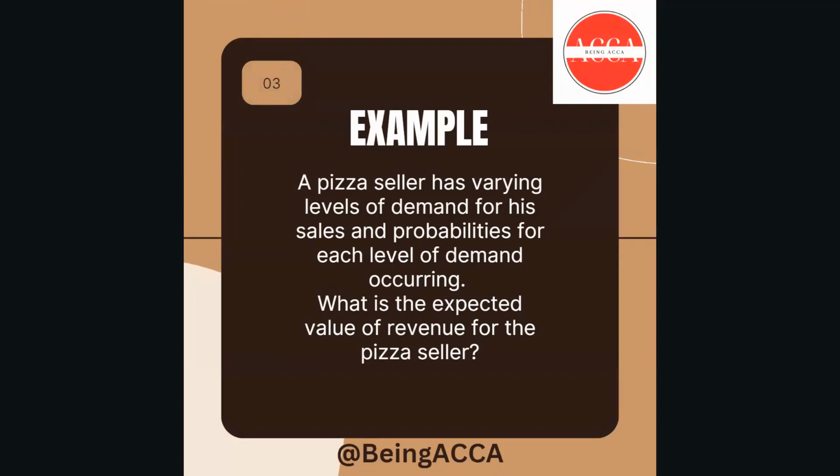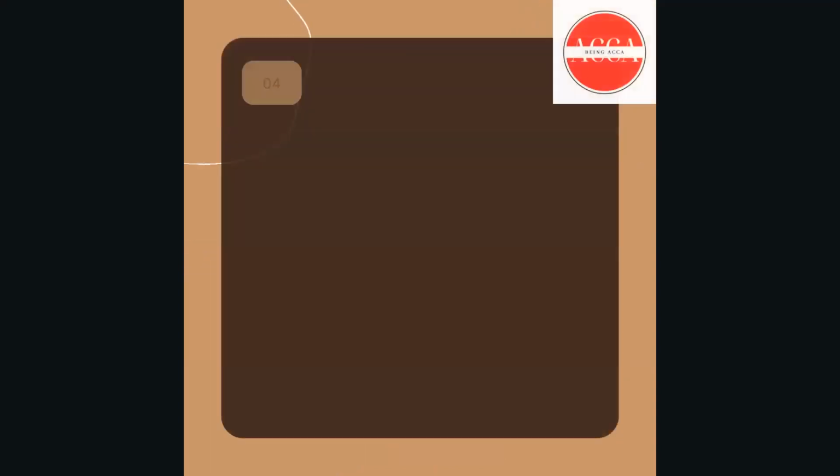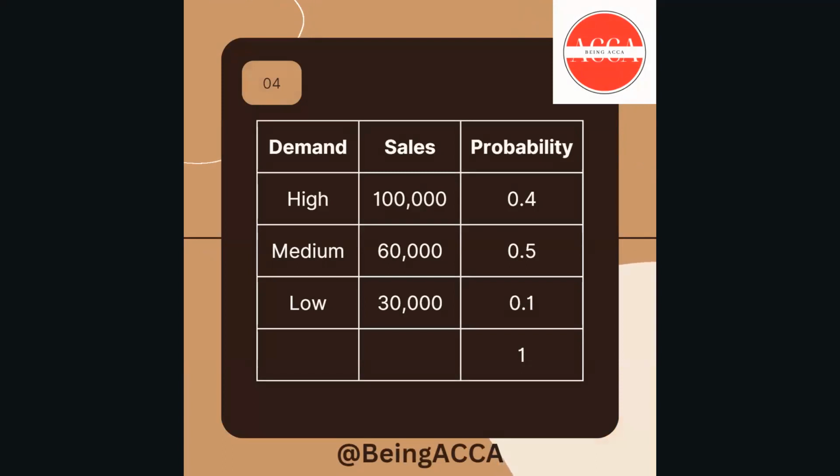Let's suppose a pizza seller has varying levels of demand for his sales, and probabilities for each level of demand occurring. What is the expected value of revenue for that pizza seller? Here in the table we have our demand, the sales, and the probability. Mind you, always and always the sum of the probabilities will be one. Why? Because either this will happen, or that will happen, or that will happen. So, the sum of all the probabilities will always be equal to one.